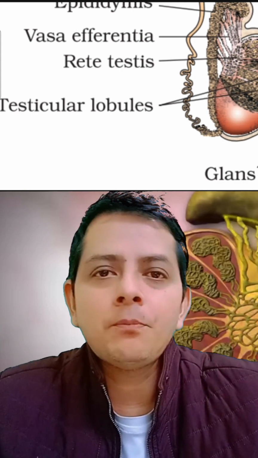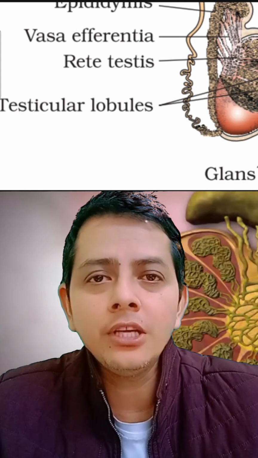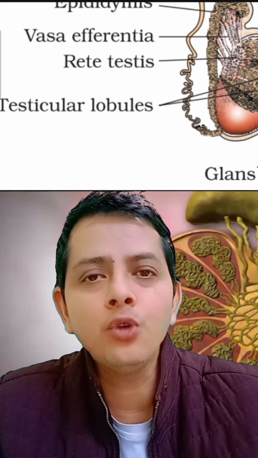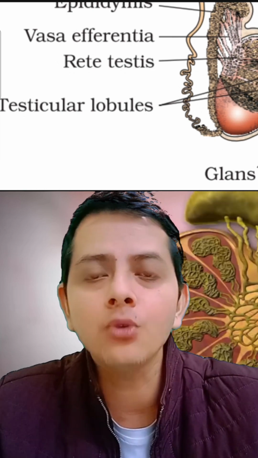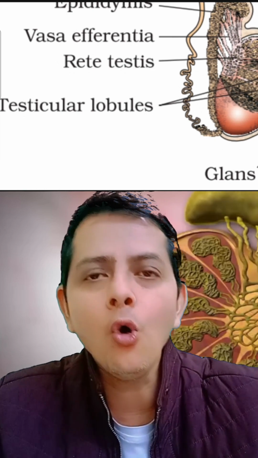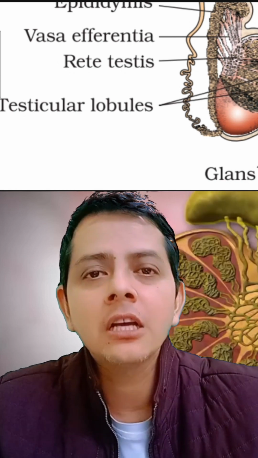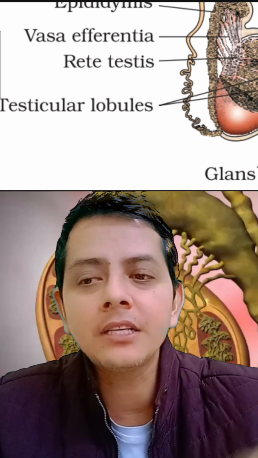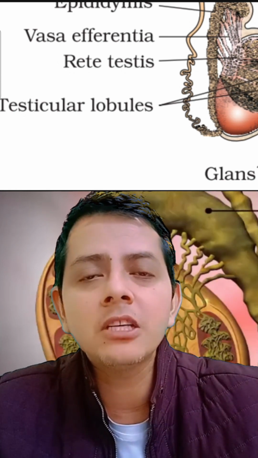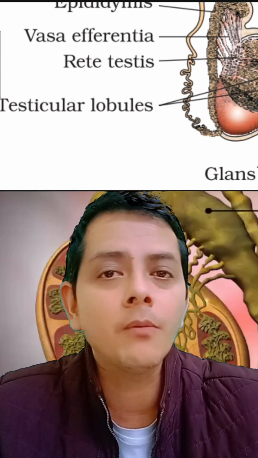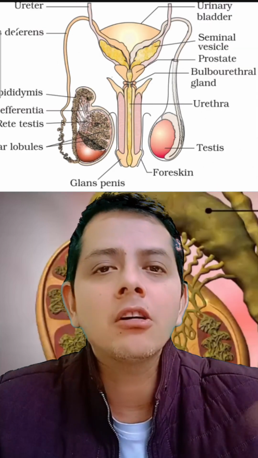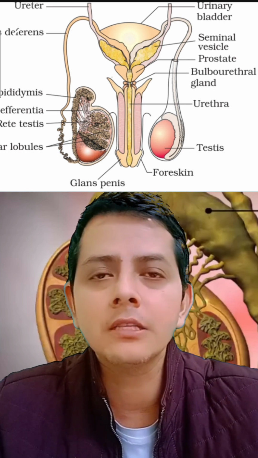Vas deferens is the point where vasectomy is done, and during vasectomy, the vas deferens is taken out through a small hole, and then it is cut and tied, and after tying it, it is placed back. So that's what is called vasectomy. That is a type of male contraceptive, a permanent method of contraception.